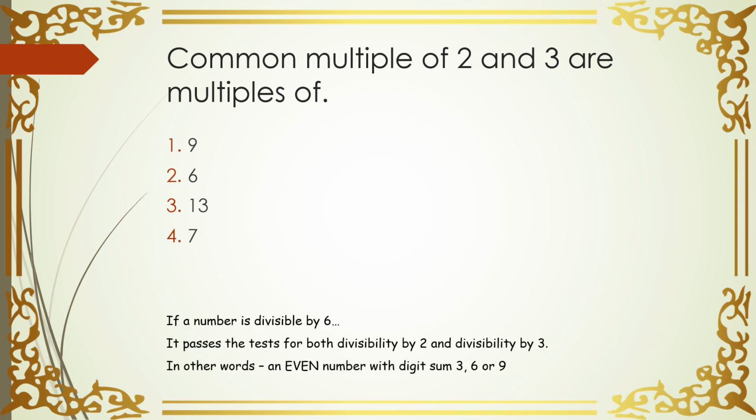The answer is very simple. Answer is option number 2, that is 6. The correct alternative is alternative 2. Why? Because when we use the table of 6, the test of divisibility, at that time we make use of the common multiples of 2 and 3 both. Okay.